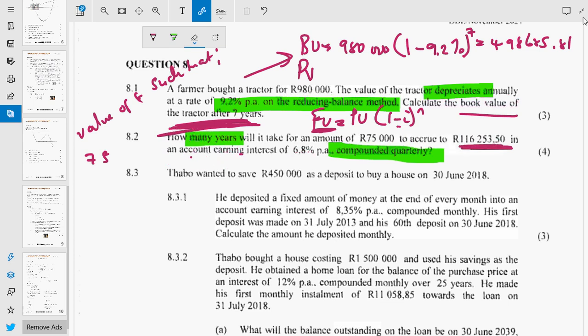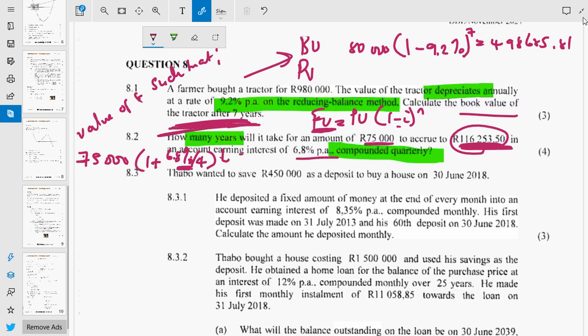Now let me write this nicely. Okay, so what I'm actually doing, let's do the accumulation. So I'm saying 75,000 into 1 plus 6.8 divided by 4. So this 6.8% divided by 4 will be my rate per quarter. Now if this is per quarter, I also want my time to be in terms of quarters.